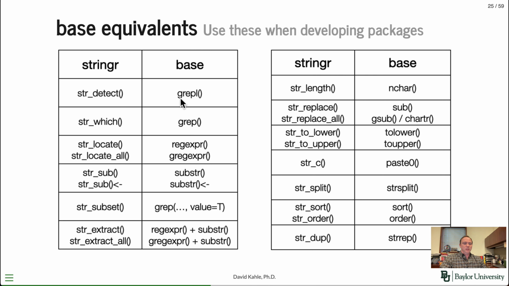So str_detect is grepl. str_which is grep, str_locate is regexpr, str_locate_all is gregexpr. These things are generally coming from Linux command line stuff, but it's just easier to remember str_detect or str_locate or str_extract than regexpr plus substr. By the way, I mentioned before str_dup. Here it is right here, strrep, which makes sense. A lot of these base function names actually do make sense. strsplit for str_split. Hey, that's not that complicated.